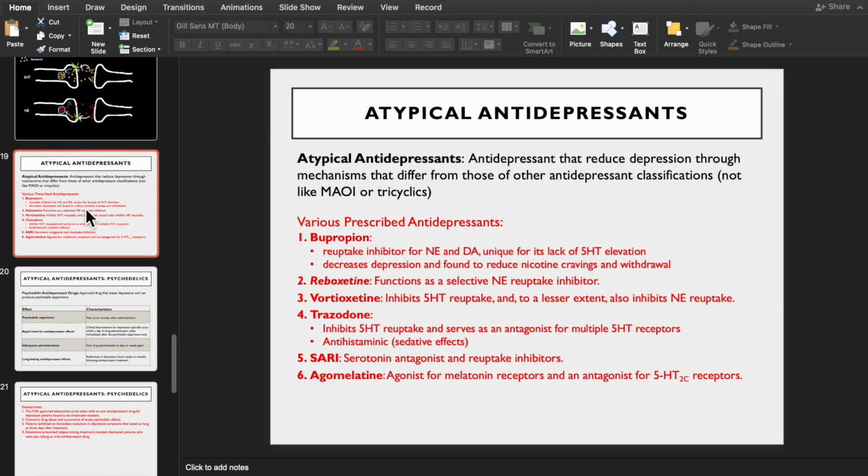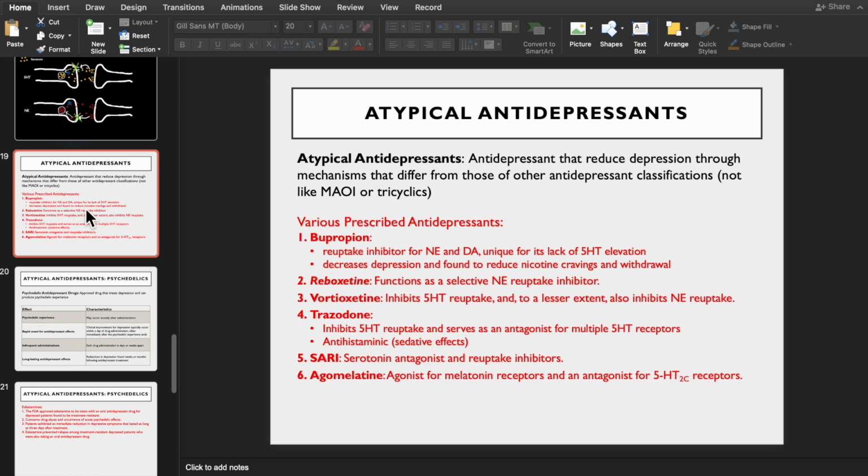Atypical antidepressants are different from other antidepressant classes. They don't work like MAOIs or tricyclics. MAOIs and tricyclics increase the levels of norepinephrine and serotonin. Atypical antidepressants do that and more, but not all in the same medication. For example, bupropion is a norepinephrine and serotonin reuptake inhibitor. Reboxetine works as a selective norepinephrine reuptake inhibitor.